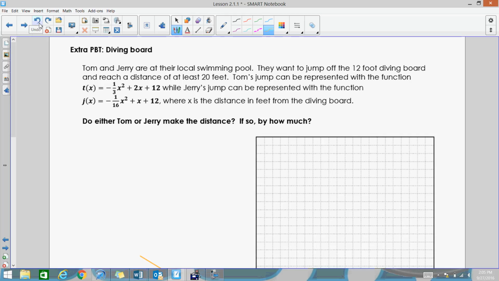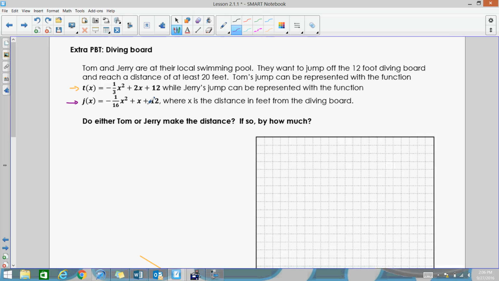All right, the next problem says, Tom and Jerry are at their local swimming pool. They want to jump off the 12-foot diving board to reach a distance of at least 20 feet. So we want to make sure that they get to the 20 feet mark, all right? Tom's jump can be represented with a function of t of this guy, while Jerry's jump can be represented by this guy right here, where x is the distance in feet from the diving board. Do Tom or Jerry make the distance? If so, by how much?